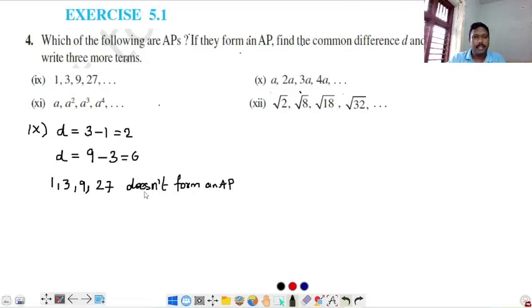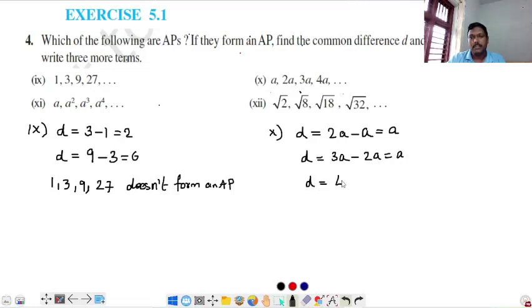Now let us move to the next question. Question number 10, we can check. We have the first term as A. So the common difference will be A2 minus A1, that is 2A minus A. What is 2A minus A? It is A. Now again we can find the common difference D, that is 3A minus 2A, that also is A. Next we can find D, that is the fourth term minus the third term, that is 4A minus 3A. 4A minus 3A is equal to A.